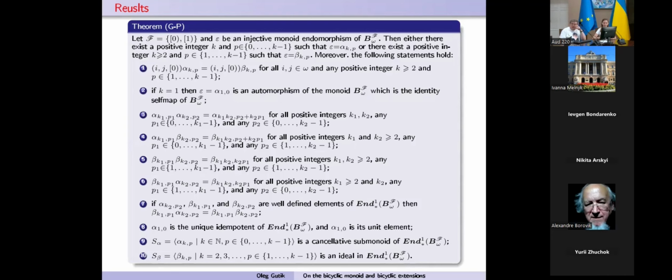Also, we describe all non-injective endomorphisms of such an extension, but it's a very, very large description, and it was published in two large papers, at least 15 or 25 pages.